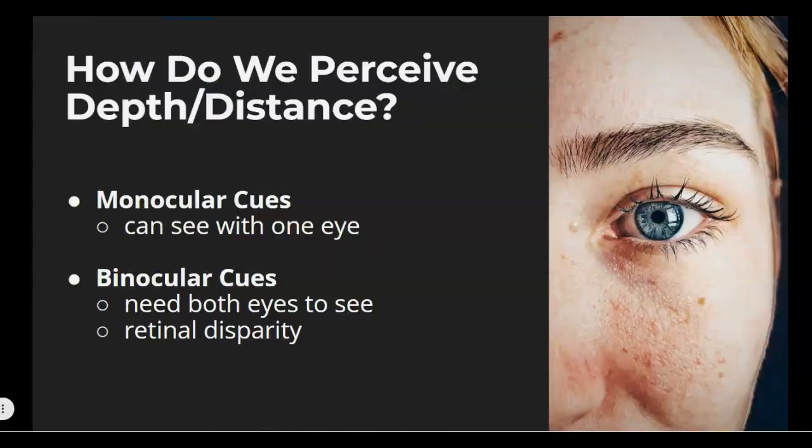Now, basically, there are two different types of cues we can use to see depth in 3 dimensions or in 2 dimensions. Monocular cues are things that you can see with just one eye. Binocular cues are things that you need both eyes to see. So binocular cues are relying on the idea that we have 2 different eyes in 2 different places in our head, and because of that, we get 2 different images of any particular object. And how different those images are gives us information about how far away from us something is.